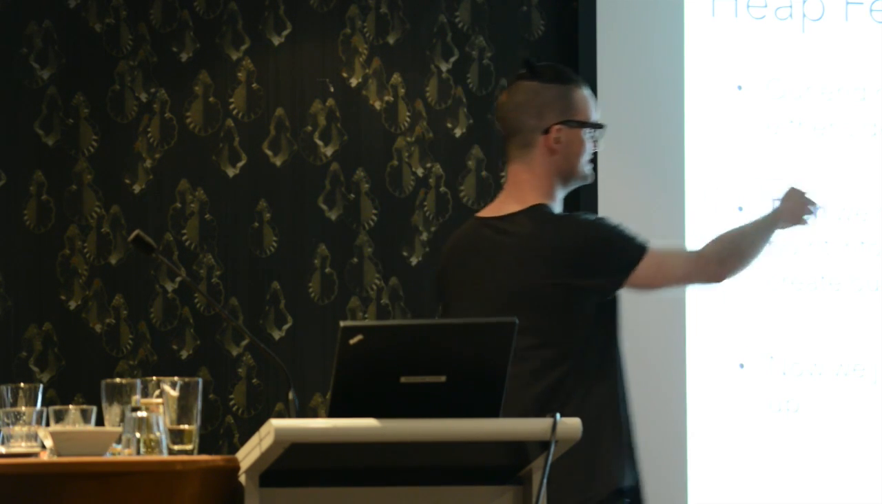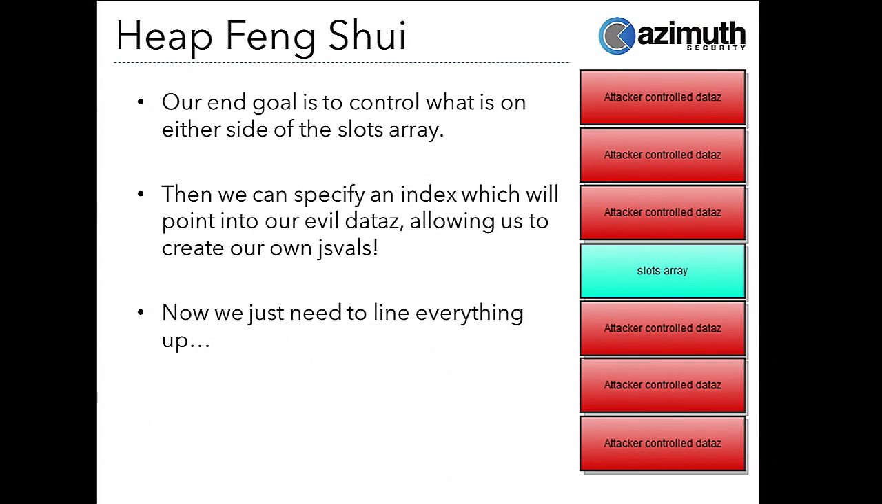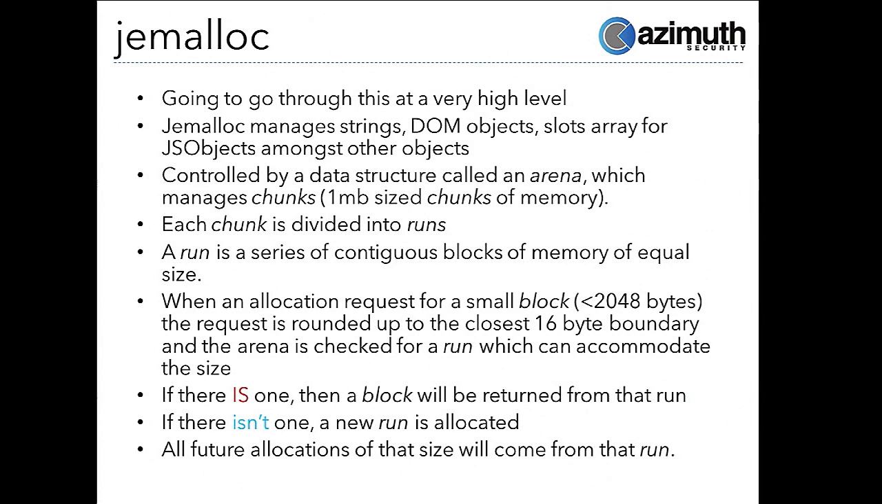Our end goal is something like this picture here, where we have this slots array, which is where the pointer is, and we want to be referencing outside that and reference some of our attacker-controlled data, which will contain our fake strings. We need to make the heap layout look something like that. Once we can do that, we can create our own fake JS values, because it's our own arbitrary data. It's literally just a tag and a pointer, so we just need to line everything up. I'm just going to go through this at a very high level.